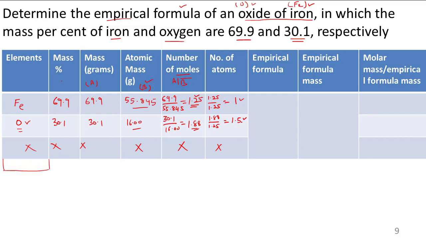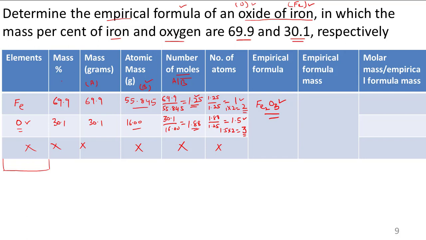Let us see with 2. If we multiply this by 2, 1 into 2 is 2 and 1.5 into 2 is 3. Now it has solved our purpose. If we multiply this by 2, we get the whole number. So it is 2 and 3. So the empirical formula is Fe2O3.